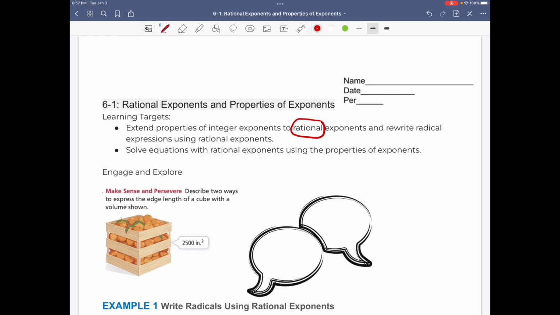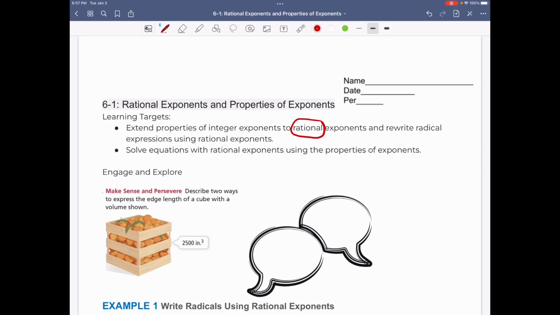And our learning target is we're going to extend properties of integer exponents to rational exponents and rewrite radical expressions using rational exponents. So we're taking what you know about exponents and we're just extending what you know. We're going further with what you already learned in 8th grade with exponents.